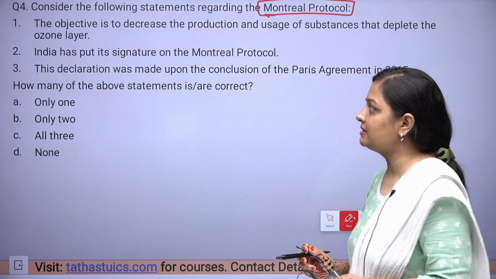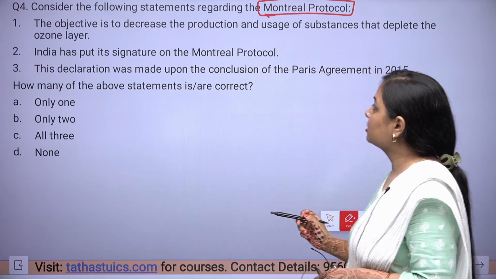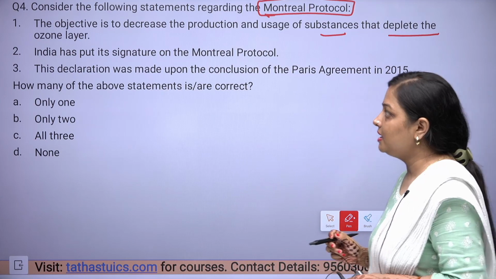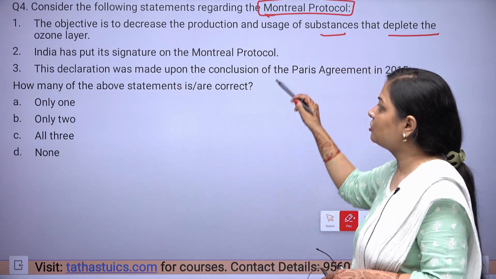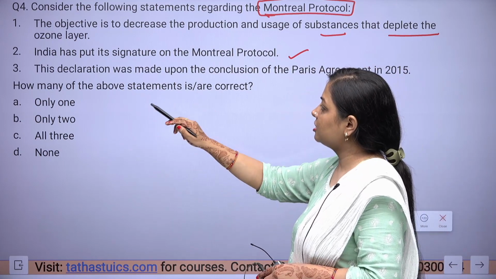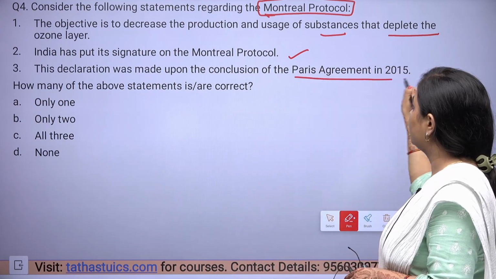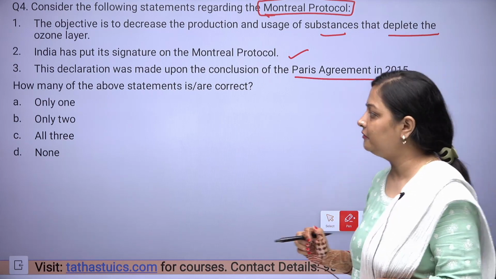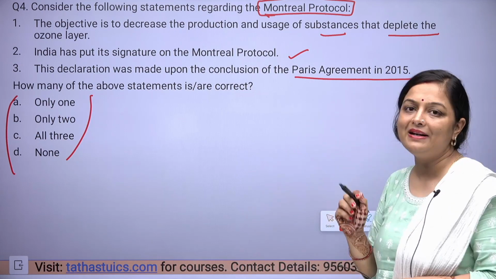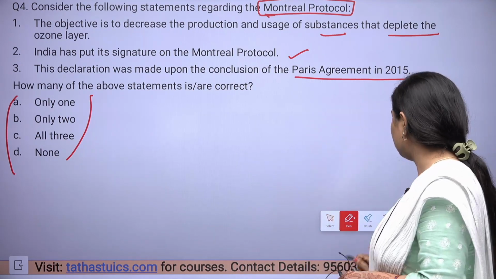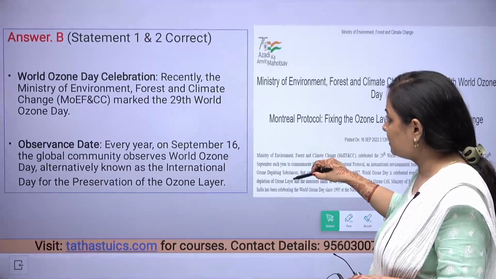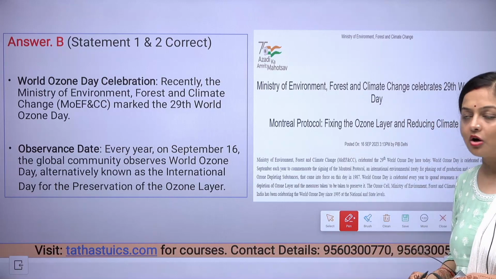Next question is related to the Montreal Protocol. The very first statement says the objective is to decrease the production and usage of substances that deplete the ozone layer. Second, India has put its signature on the Montreal Protocol. Third, this declaration was made upon the conclusion of the Paris Agreement in 2015. Which of these are correct? You are supposed to find out how many of these statements are correct. Answer is B, that is the first and second statements are correct. The third statement is wrong.